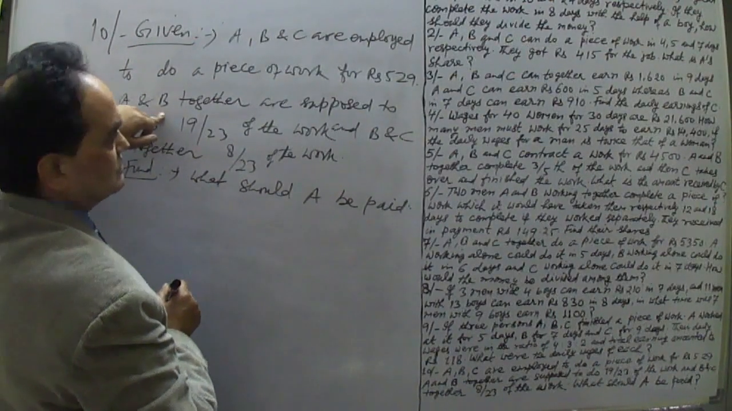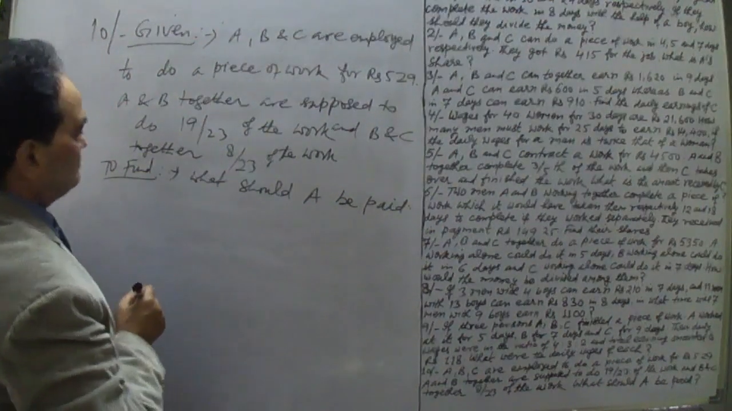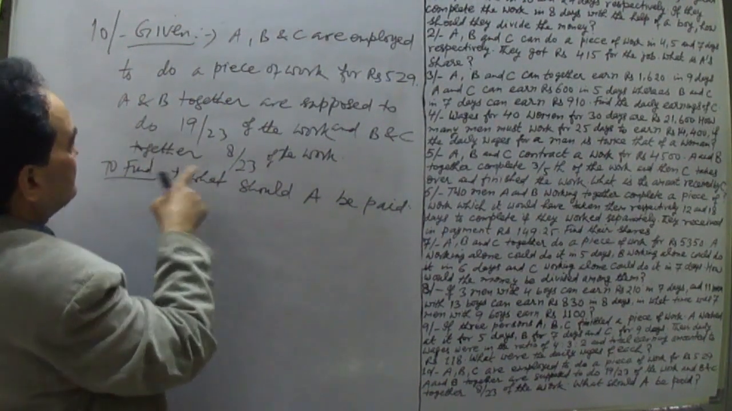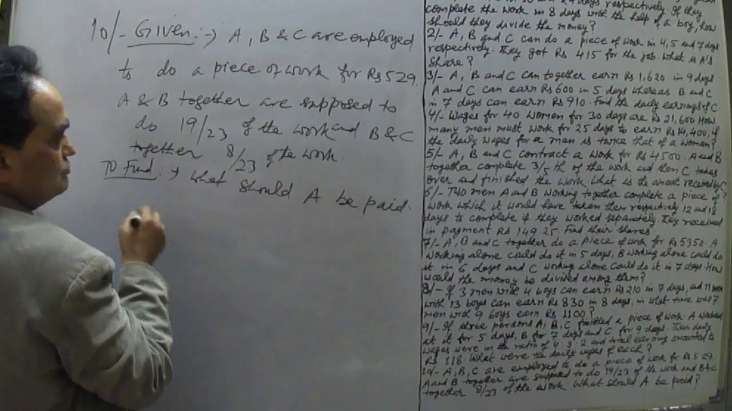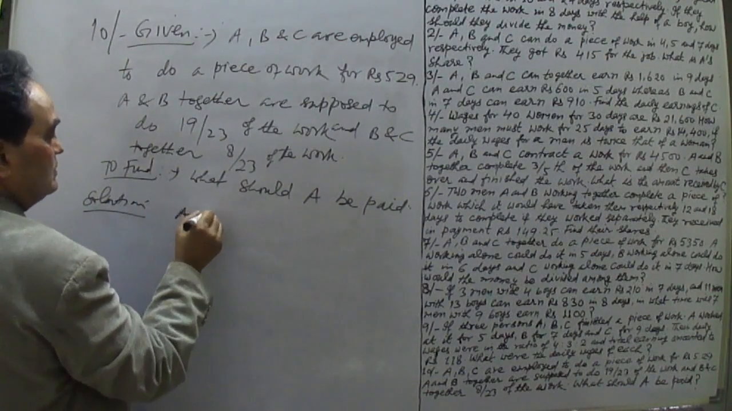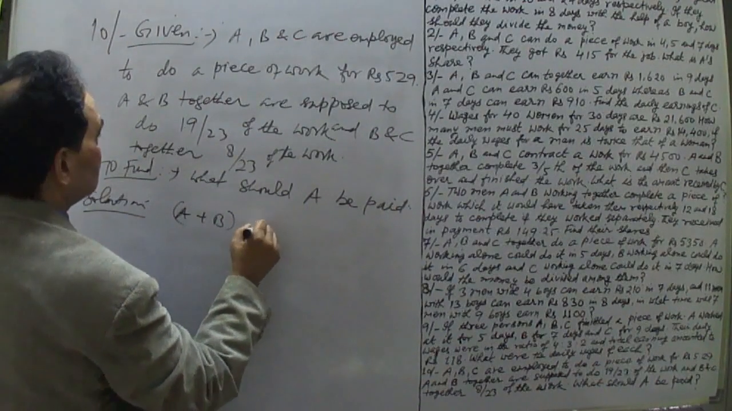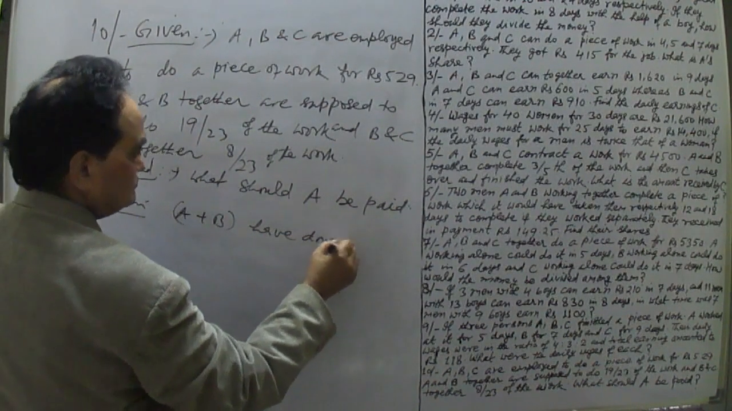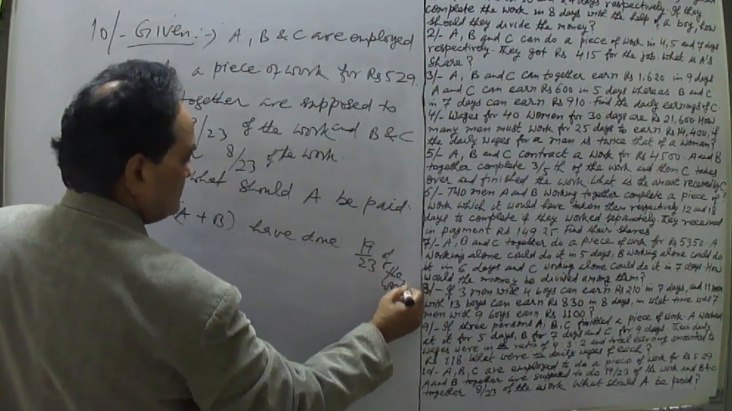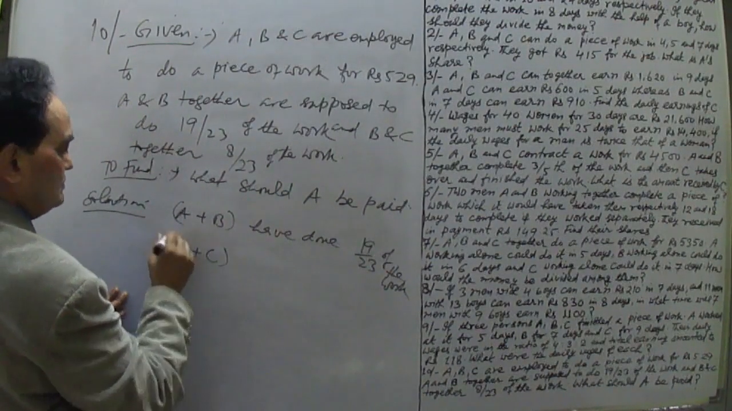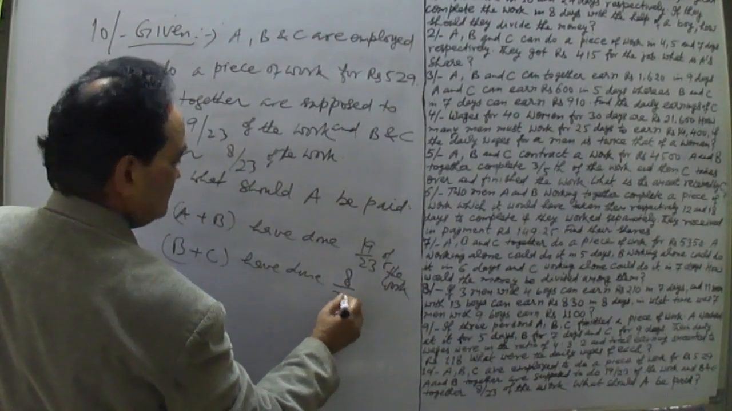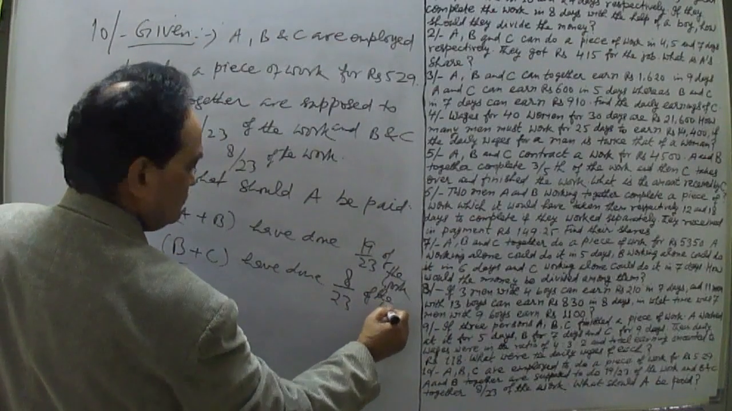A and B together are supposed to do 19/23. Now if I add them, A plus B and B plus C, both of them, let me find the solution. Here A plus B have done 19/23 of the work, and B plus C have done 8/23 of the work. Try to understand.